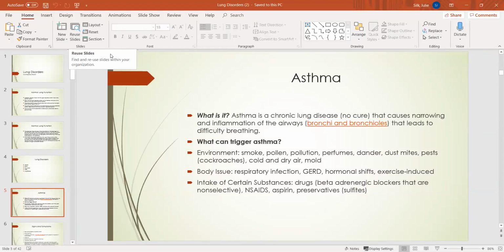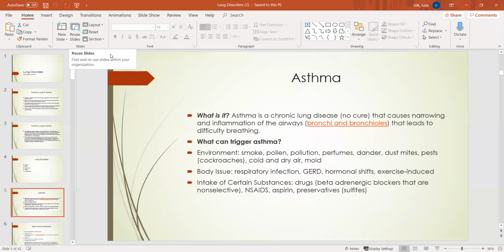So what exactly is happening with this is that, you know, you have this trigger and it sets off this inflammatory response that happens inside your body. So all of those airways that we just talked about, like the bronchi and the bronchioles and everything, they become very inflamed.